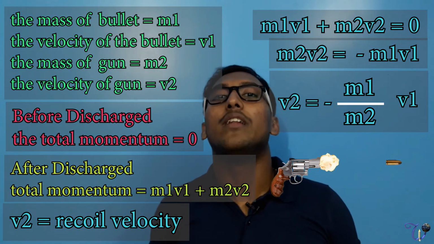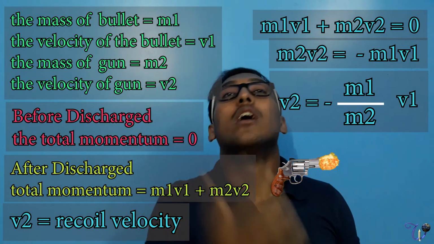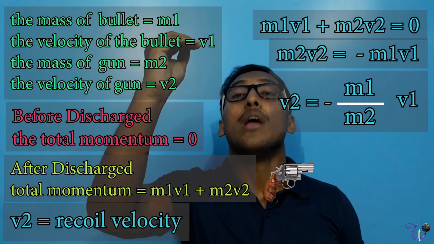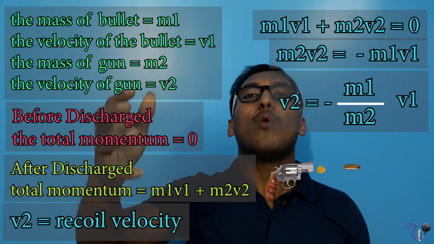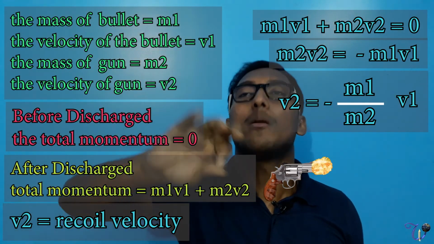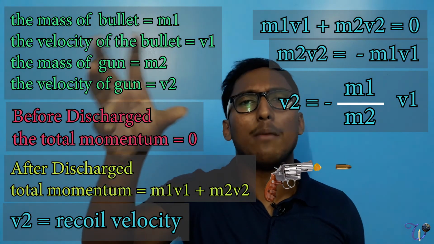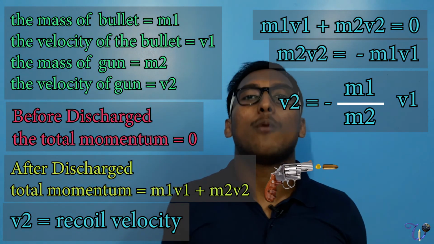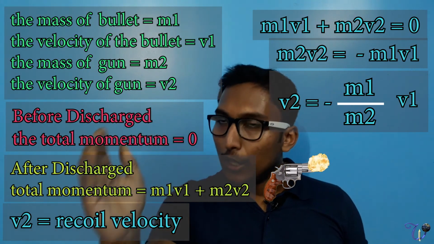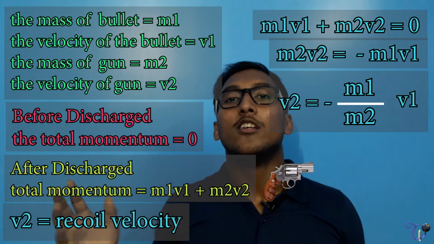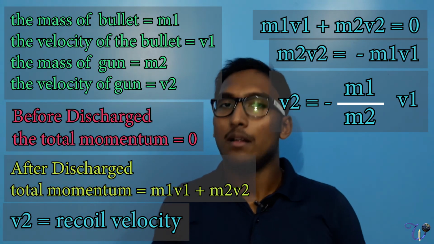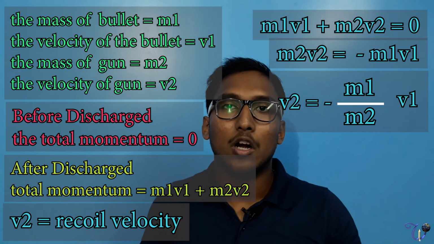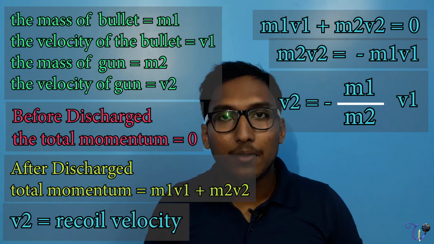The equation is very easy. V2, the recoil velocity of the gun, is equal to minus m1 by m2 into v1. Here m1 is the mass of the bullet, which you should know, divided by m2, the mass of the gun, into v1, the speed of the bullet. We will definitely go to the problems regarding this concept and equation.